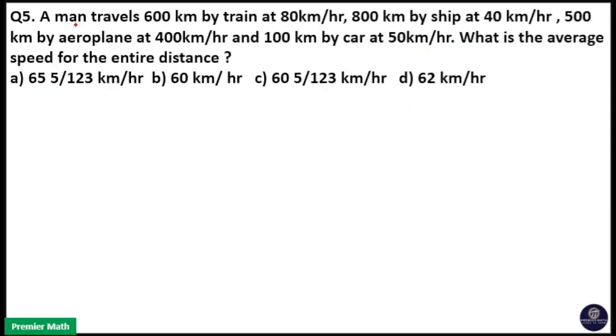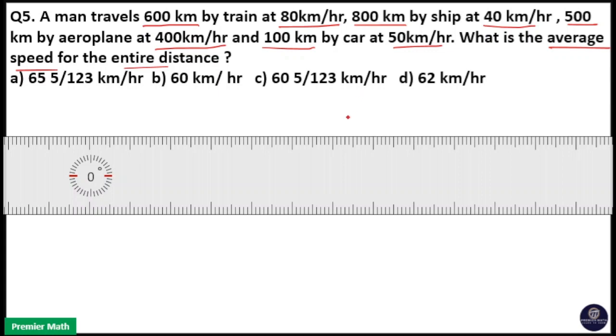Next is question number 5. A man travels 600 km by train at 80 km per hour, 800 km by ship at 40 km per hour, and 500 km by aeroplane at 400 km per hour, and 100 km by car at 50 km per hour. What is the average speed for the entire distance?